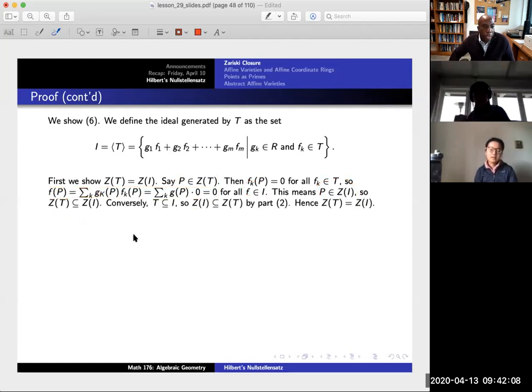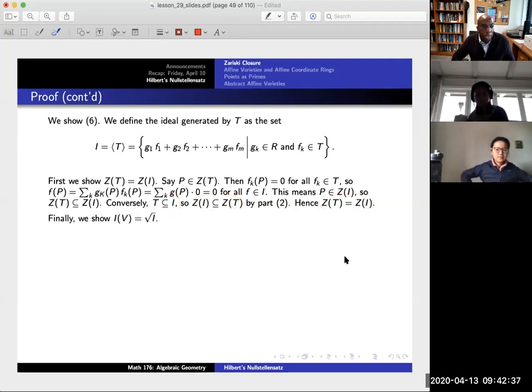Now let's go in the other direction. Well, we know that T is contained in I. So by part 2, Z of I is contained in Z of T. Remember how we said that if T is contained in S, then Z of S is contained in Z of T. So here we're just reverting back to what we've already done. That means now we definitely have equality here. Okay, so that was the first half. Now let's do the next half.